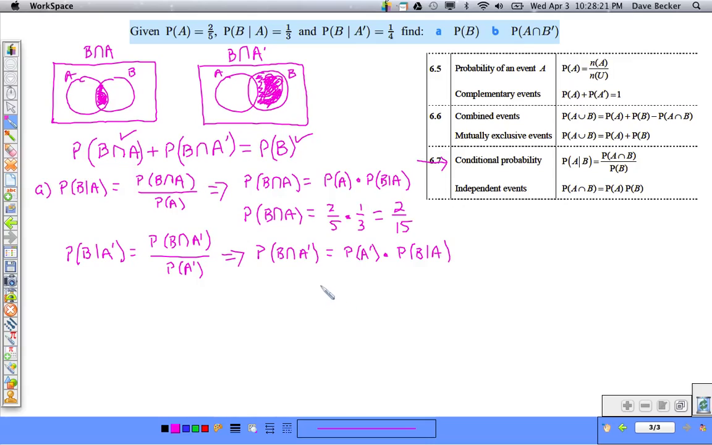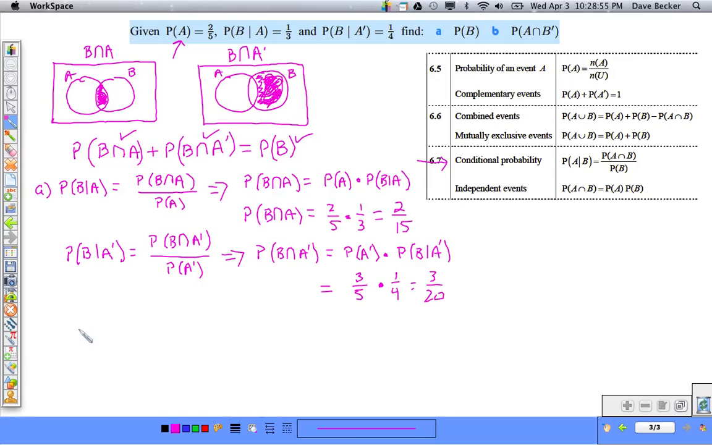Okay, so let's figure this out. Probability of A prime. Oh no, they don't give it to us. Where's probability of A prime? Well, they don't give it to us, but they give probability of A, which is 2/5. So that means that A prime is 3/5 because an event and its complement must add to 1. Probability of B given, oops, this should be A prime here, sorry. Probability of B given A prime is 1/4. So that is equal to 3 out of 20. So I've got this now.